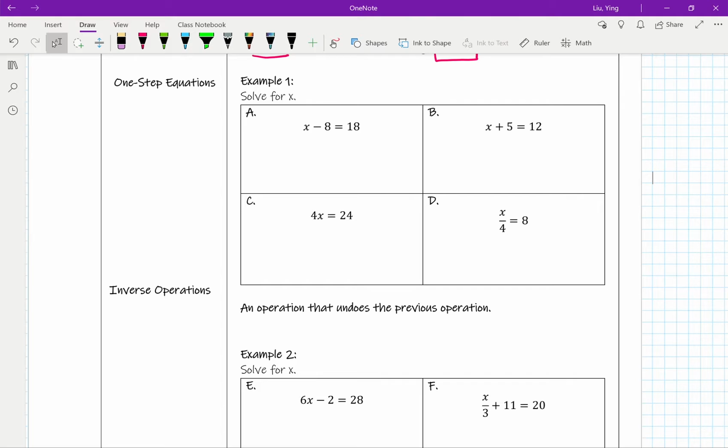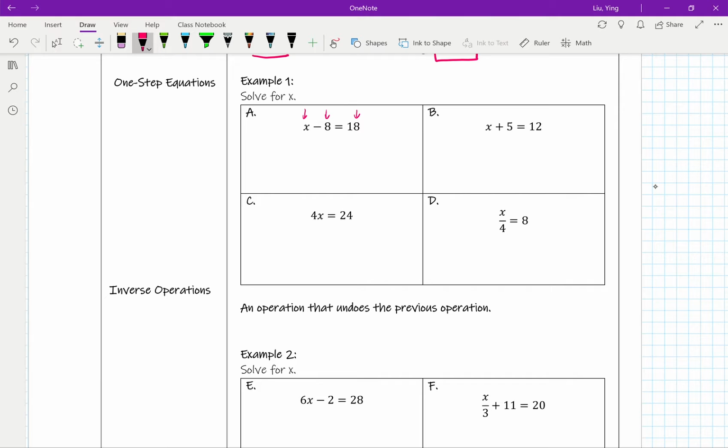Solve for x. So we're looking for the unknown. We're looking for that variable. If it helps you understand, you can make up a little story. Let's say that we had a pile of sugar on the scale to start with, and I don't know how many scoops that is. But I know that after I take away 8 scoops, then it has 18 left.